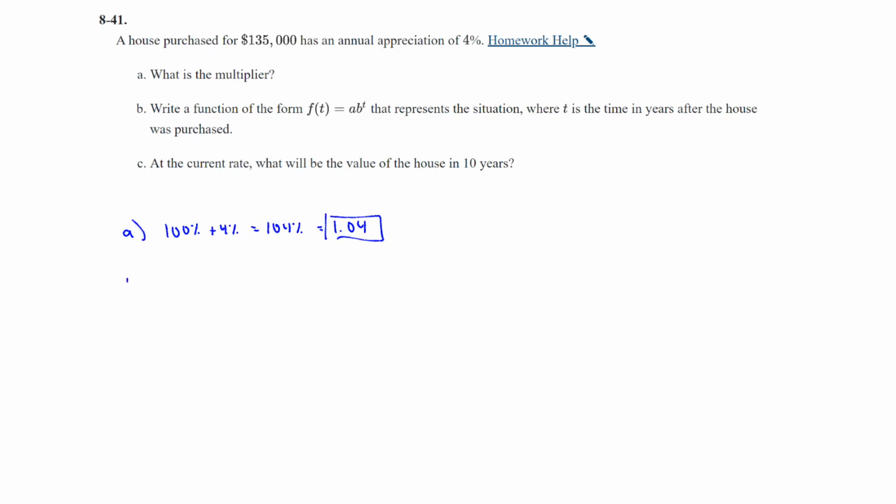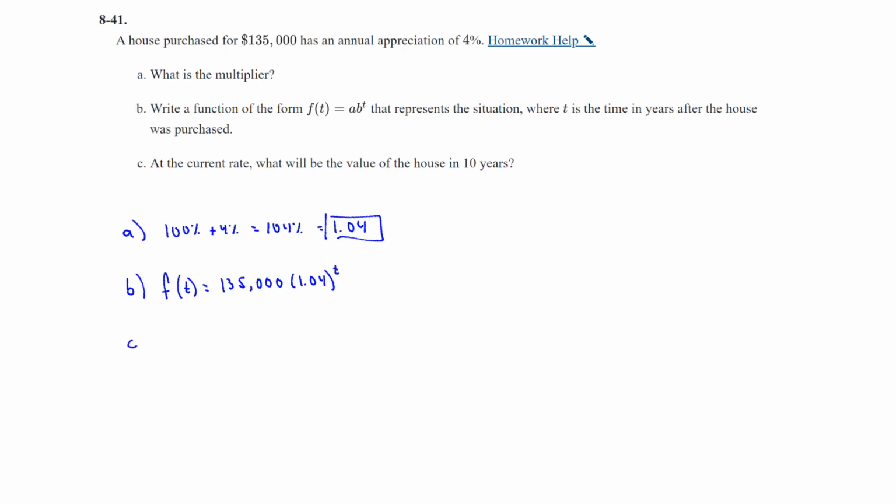Part B, write a function of the form f of t equals a times b raised to the t that represents the situation where t is the time in years after the house was purchased. So the a value represents the initial. So f of t would be equal to the initial price, which is $135,000, and then the multiplier we just found out, which was 1.04, and then raised to the t power.